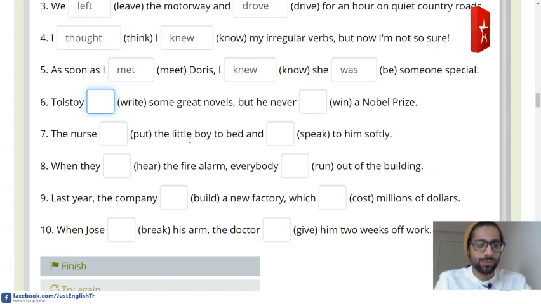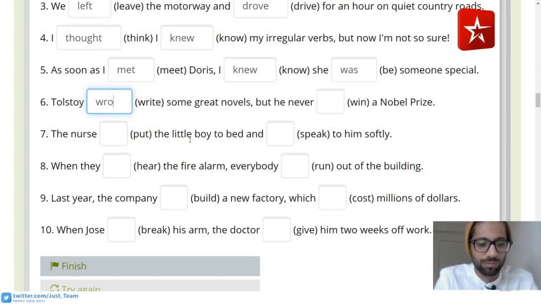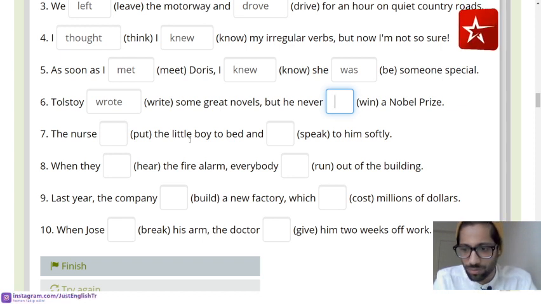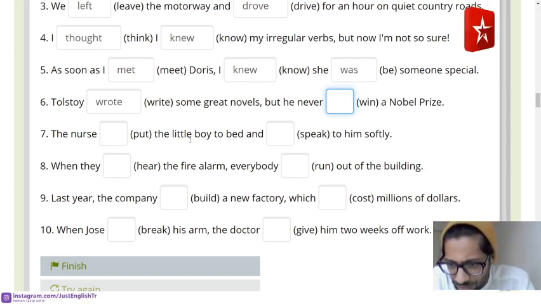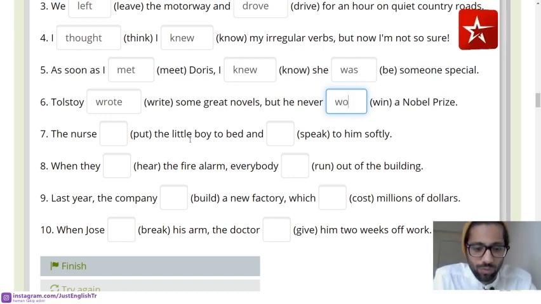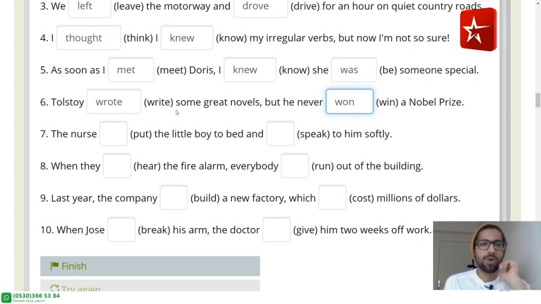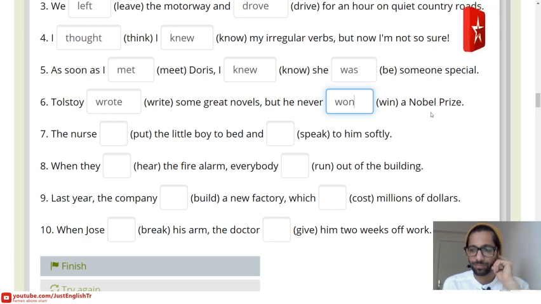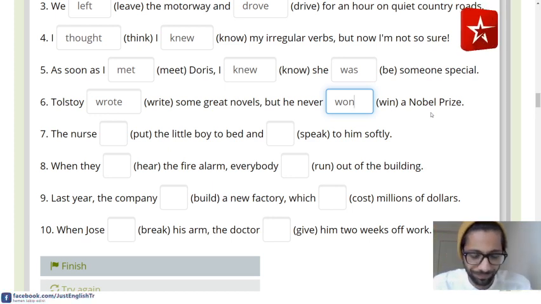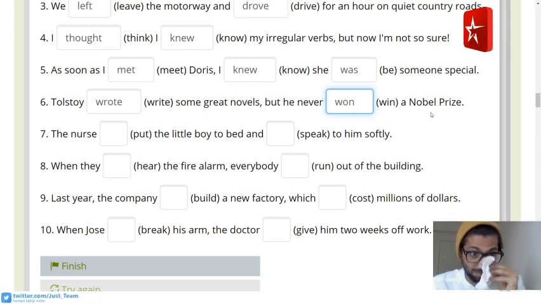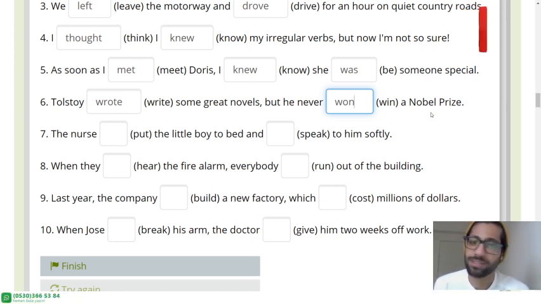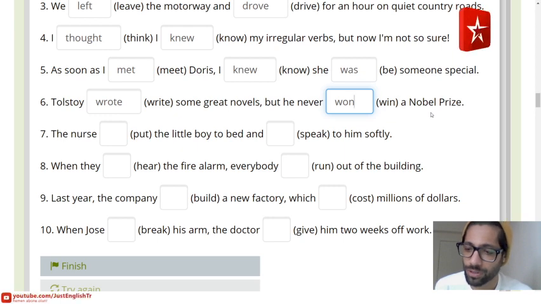Yes, wrote and when. Wrote and... Yes, Mr. Ismail, correct. 1. It's not when, it's 1. So, Tolstoy wrote some great novels, but they never won a Nobel Prize. Absolutely welcome, miss. No problem. So Tolstoy wrote some great novels, but he never won a Nobel Prize.